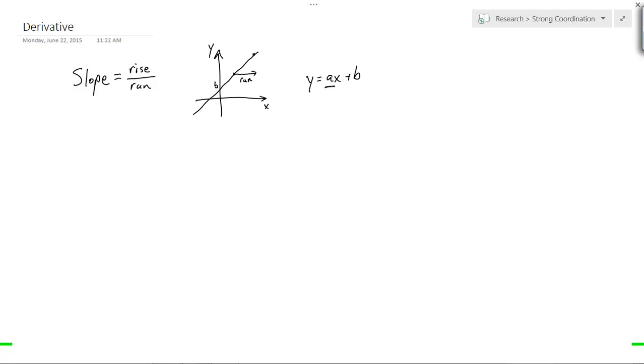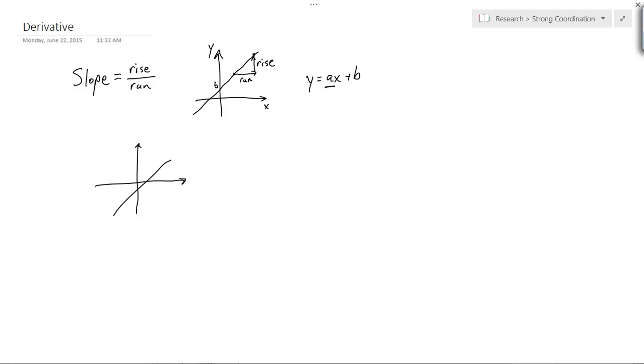How far did you move to the side in the x direction? And the rise is how far did you move up? So a slope of 1, this graph looks kind of like a slope of 1. A slope of 1 is a 45-degree angle. So yeah, let's get another graph out here. Okay, slope of 1 is a 45-degree angle.